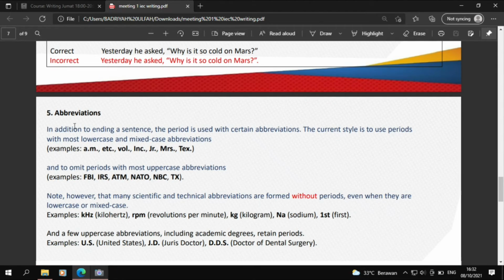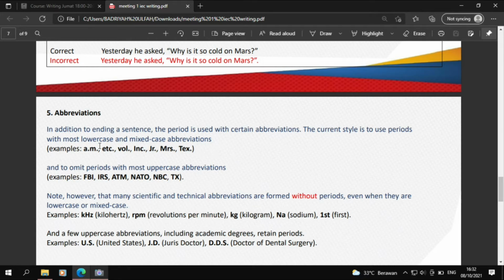The last one, abbreviation. I think that this is the most common one when you find abbreviation, ya kan? Abbreviation itu penyingkatan. Nah, in addition to ending a sentence, the period is used with a certain abbreviation. Jadi biasanya si titik ini digunakan untuk penyingkatan-penyingkatan yang khusus. Sebenarnya ini udah terbiasa ya kalau kita.